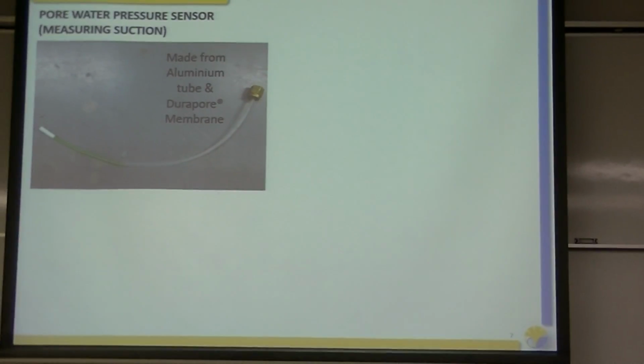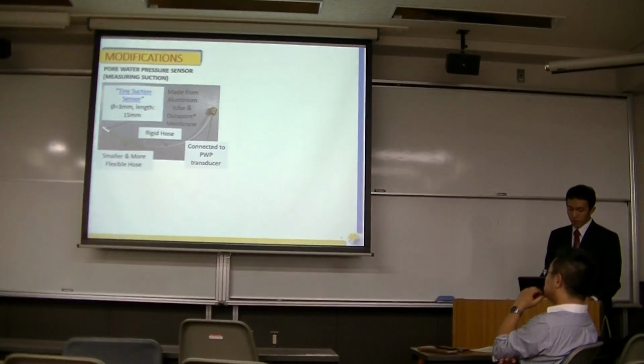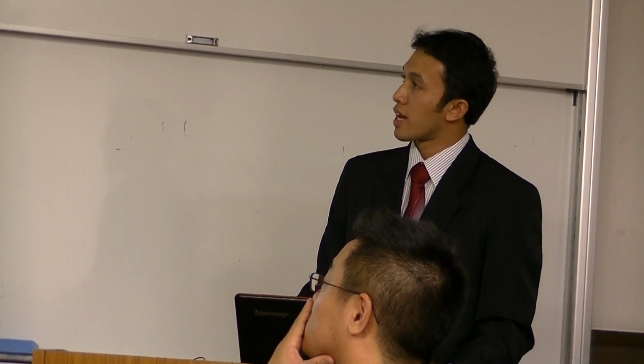To make sure that the apparatus is working properly as desired, I made some modifications. First, to measure soil suction, I made a small suction sensor, which basically measures pore water pressure. It is made from an aluminum tube wrapped by a special membrane. The hose has a flexible part to avoid disturbance to the soil structure. Then, because there is a risk of slippage at the interface between ceramic disc and specimen, additional friction was added by attaching sandpaper to the surface of the ceramic disc.